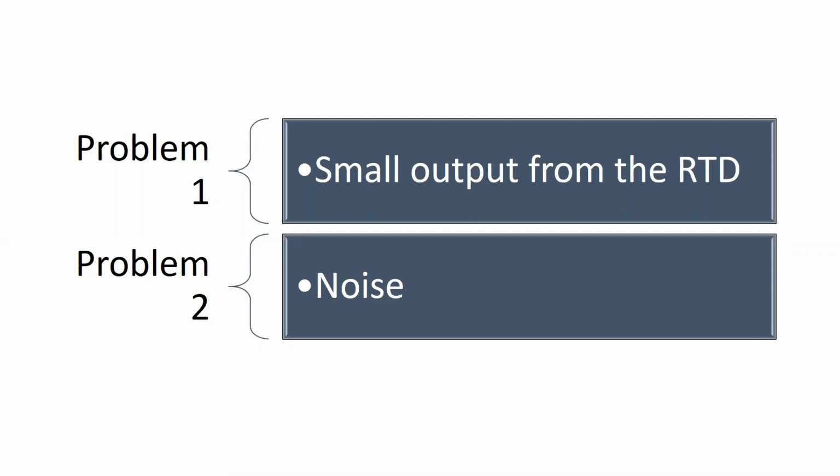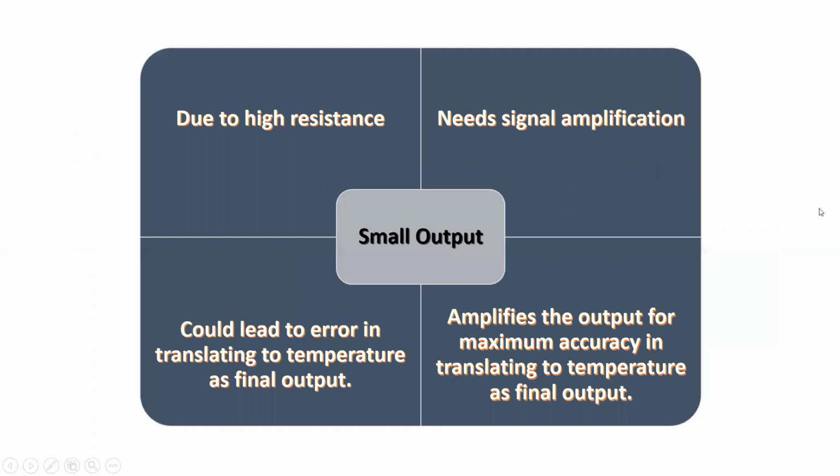As my friend explained earlier, we use signal conditioning to correct the errors we get, either by amplifying signals into an easy to read and compatible form for data acquisition, or by filtering. The problems we stated were the small output from the RTD and noise. The first problem, small output from the RTD, is due to high resistance. As explained, this will need signal amplification, the process of increasing the signal for processing and digitization.